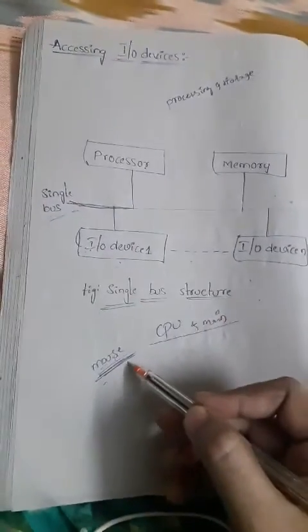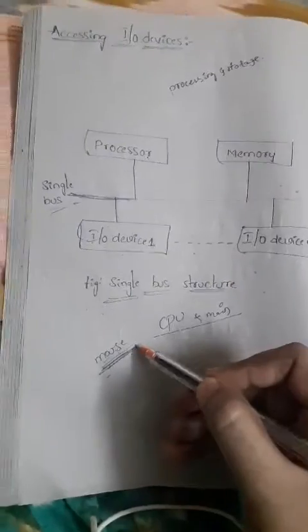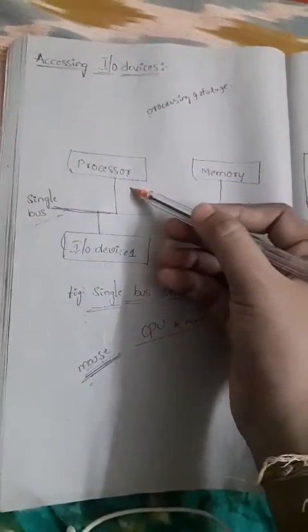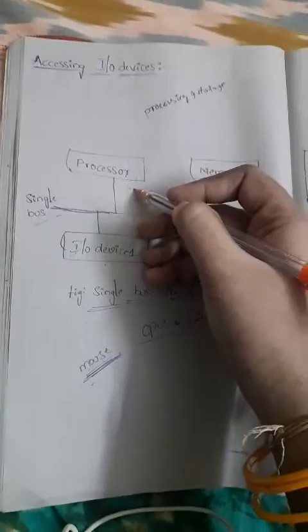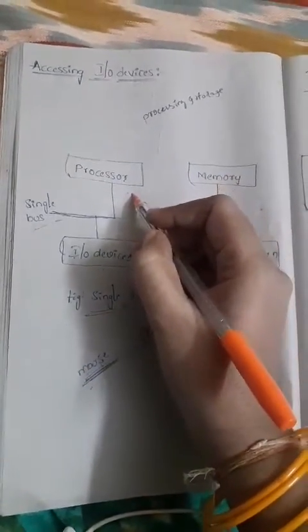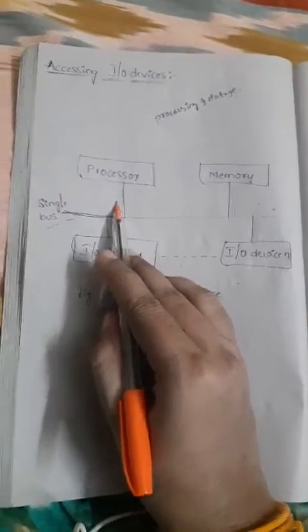The mouse is an input device. With the help of this input device we can send the request to the processor, but how will the data be passed to the processor? With the help of the bus, the data will be sent to the processor, right? And what is our processor going to do next? It is going to grant permission to the input device.